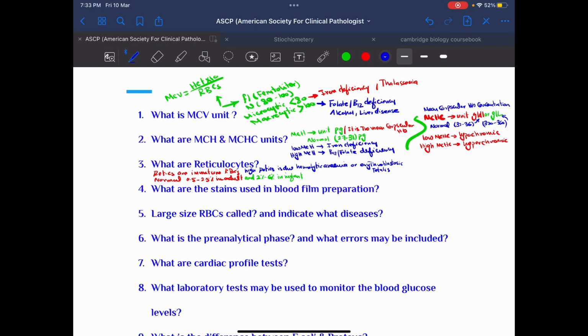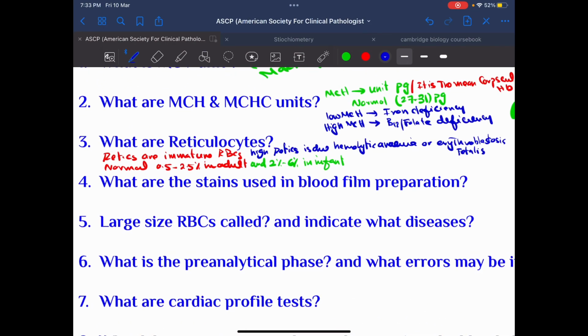Question number 4. What are the stains used in the blood film preparation? Leishman stain, Wright stain, Wright-Giemsa stain. All these stains are used in blood film preparation.